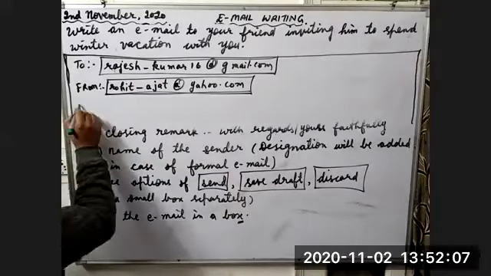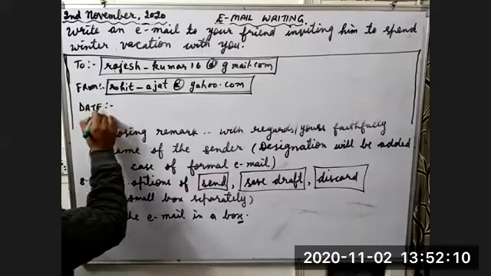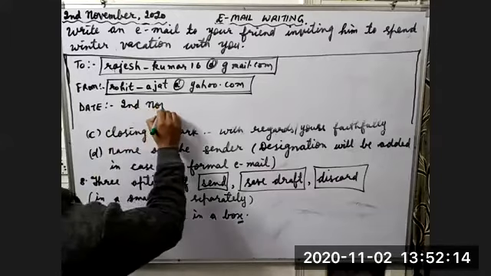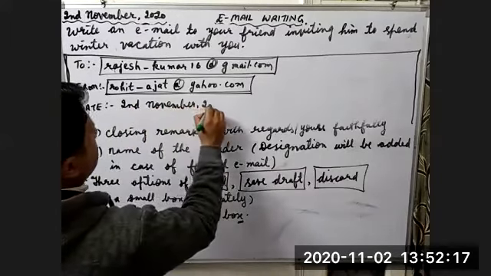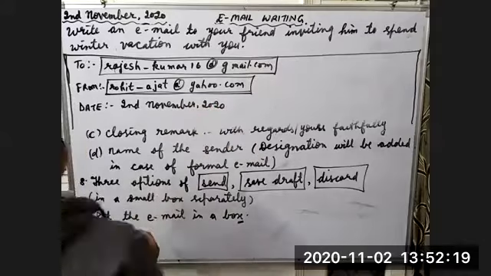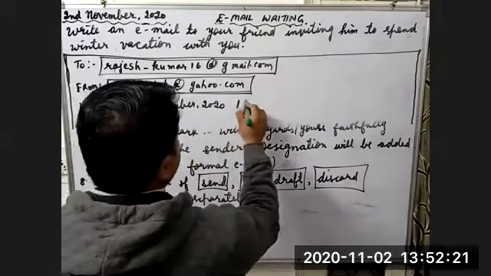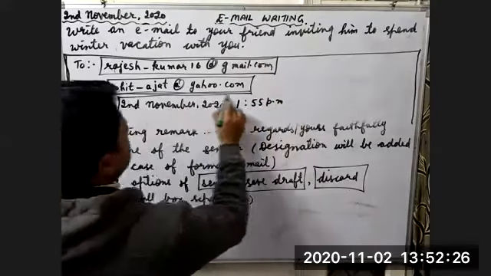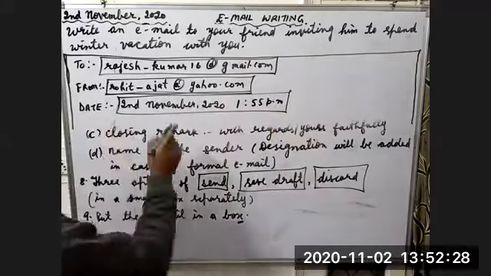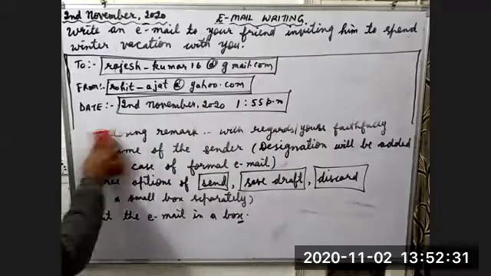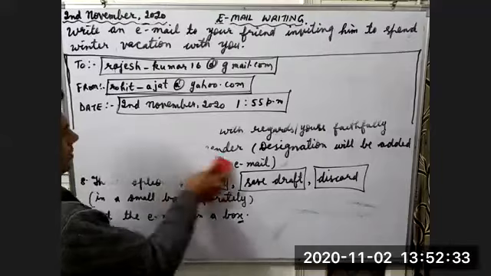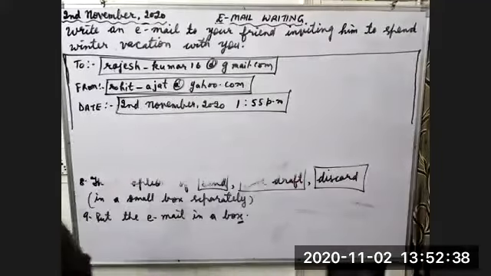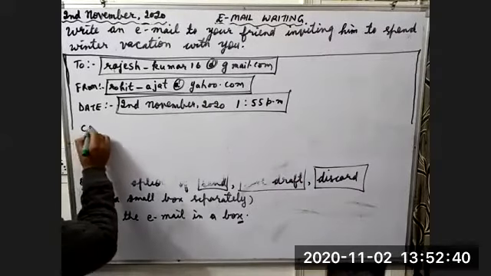Then the next point is date. Like today is 2nd November 2020 and the time is 1:55 p.m. So put this also in a box. This is the third point. Now let's continue with the fourth point. What is the fourth point? Carbon copy.